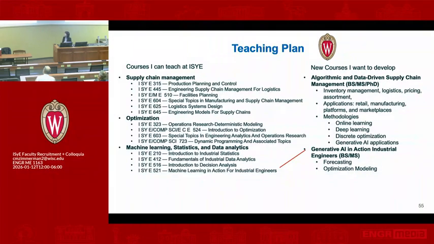And I want to end here with my teaching plan. In this big table, I list the courses I will be very happy to teach or co-teach at Madison SYE, because I have some teaching experience at Berkeley for different levels of supply chain optimization and analytics courses. So I will be more than happy if I have the opportunity to teach those supply chain optimization or machine learning courses or co-teach those courses. And if I have the opportunity, I also want to introduce algorithmic decision-making for supply chain that could be tailored to different levels of students, and also include some applications of generative AI for industrial engineering students. And I will end it here, and I'll be happy to take any questions you may have.